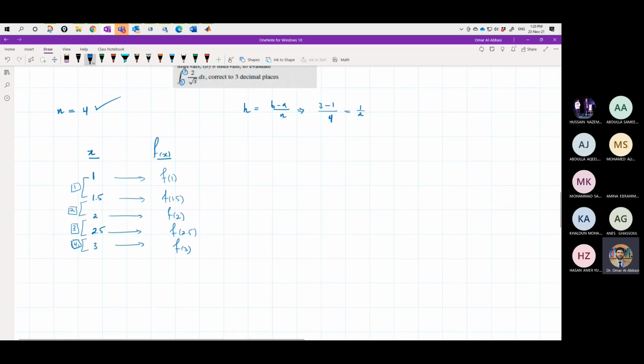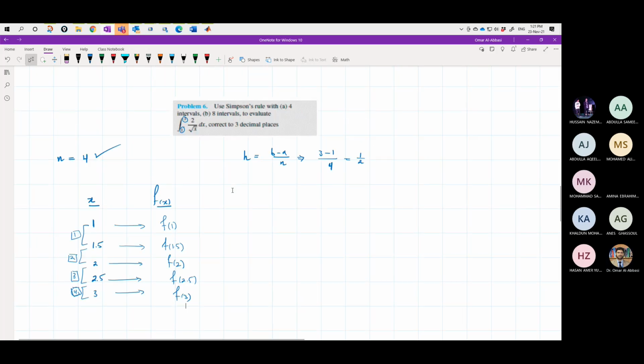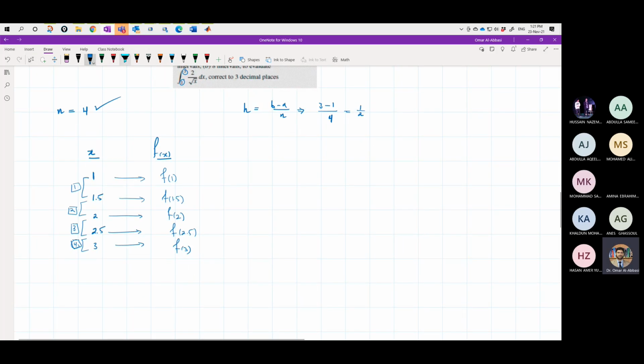So based on this formula, how can we apply it? How can we apply this formula in order to find the numerical integration using Simpson's rule? I think one of them is clear, right? Those points, the limits, are summed only one time, right? Okay.